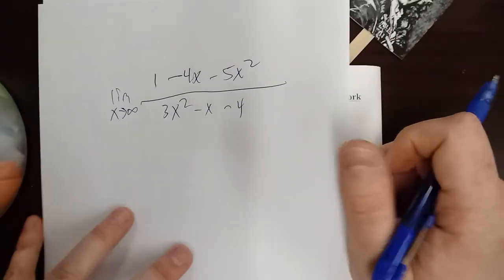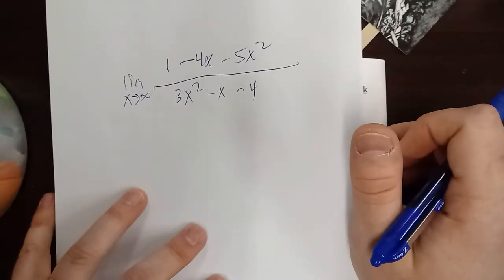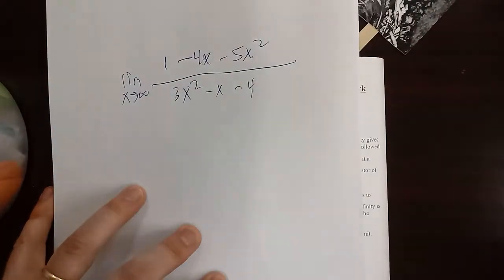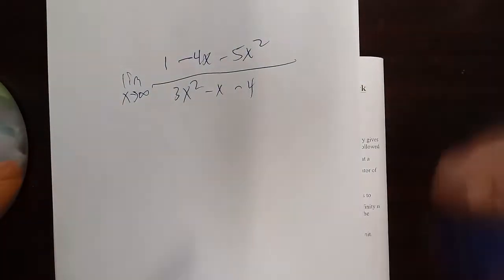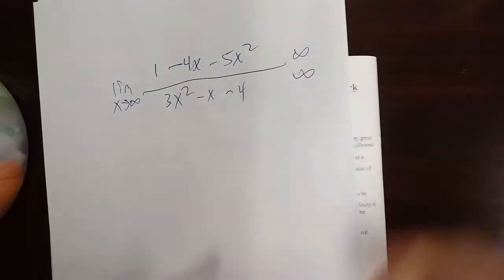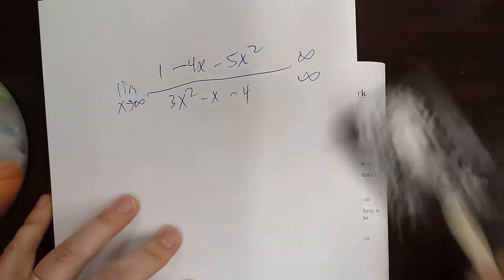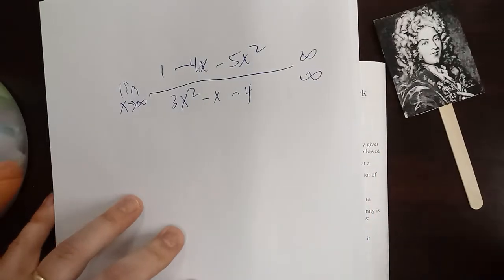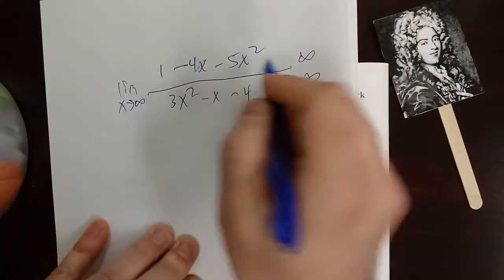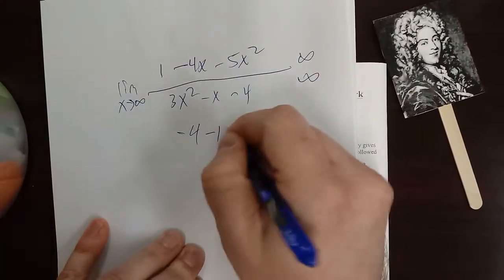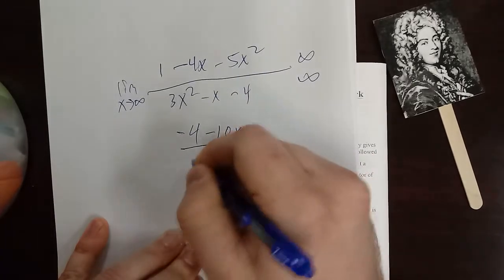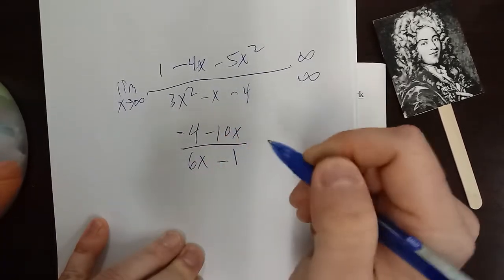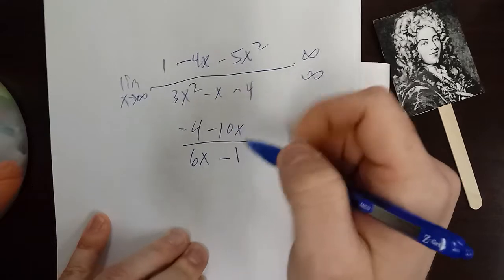Lots of infinities. L'Hôpital's rule goes, oh, wait. We got infinity over infinity. Hello. All right, so we can use, wait, no. Bonjour. That's what I was supposed to say, right? Because he's French. Okay, so we take the derivative of the top. We get negative 4 minus 10x over 6x minus 1. Plug in infinity now. Oh.